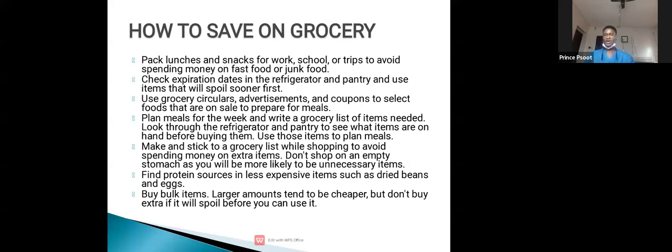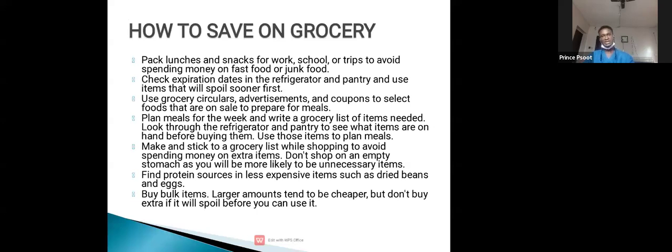Don't shop on an empty stomach because why? You'll be more likely to buy things you don't need, because you are hungry. You can also find protein sources in less expensive items such as dried beans and eggs. Protein sources can come in expensive form and less expensive form. So we would buy protein sources that are less expensive than those that are very expensive.